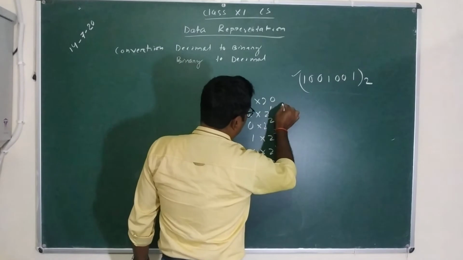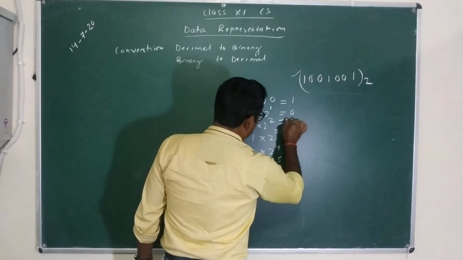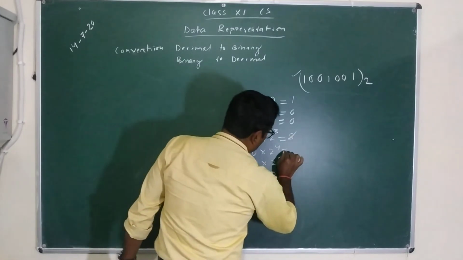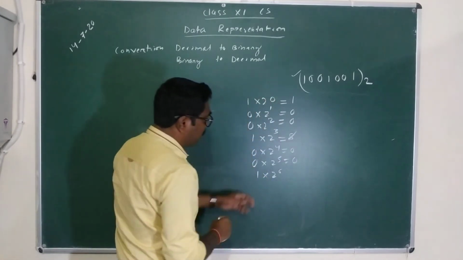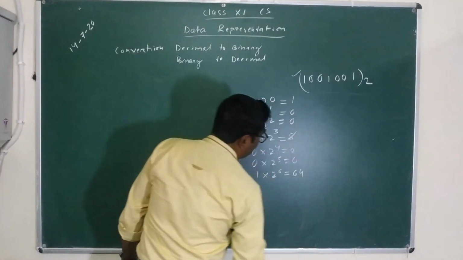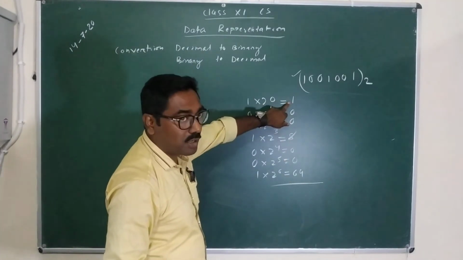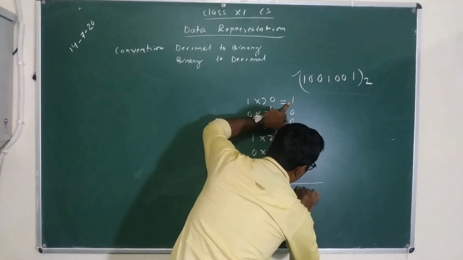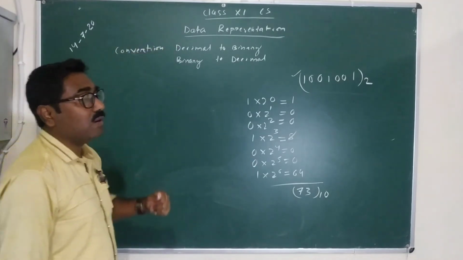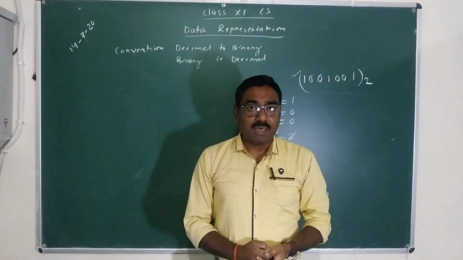So 2 to the power 0 is equal to 1, 1 into 1 is equal to 1, 0 into something is 0, 0 into something is 0, 2 to the power 3 is equal to 8, 8 into 1 is equal to 8, 0 into something 0, 0 into something 0, 2 to the power 6 is equal to 64, 64 into 1 is 64. Now add the numbers: 64 plus 8 is 72, 72 plus 1 is 73, the equivalent decimal number. Now this is the way we can convert a binary number to a decimal number and a decimal number to a binary number.